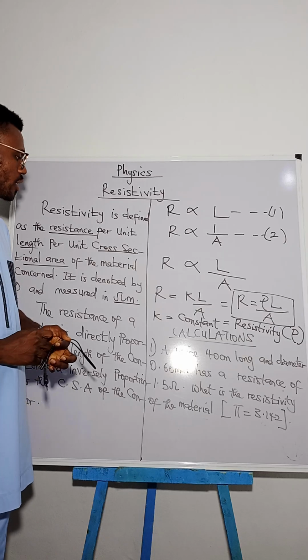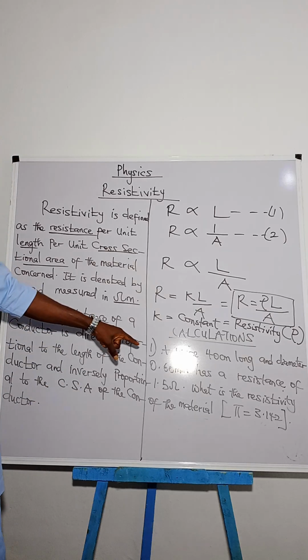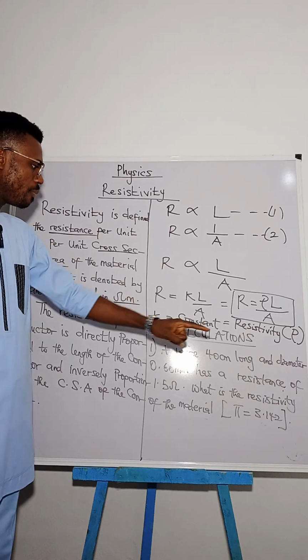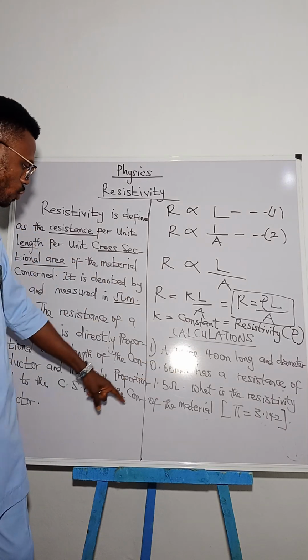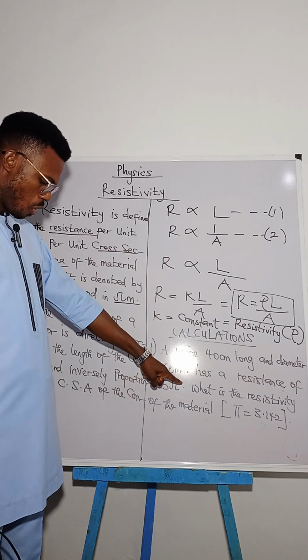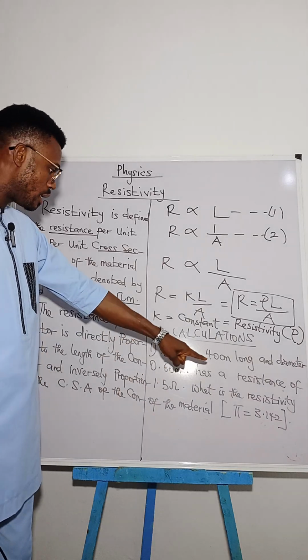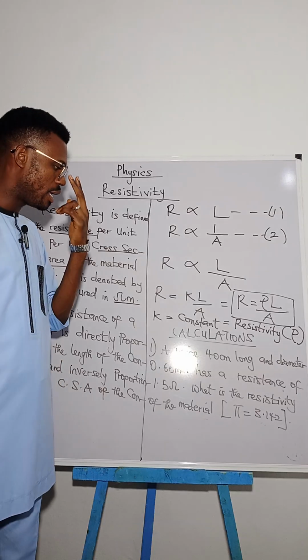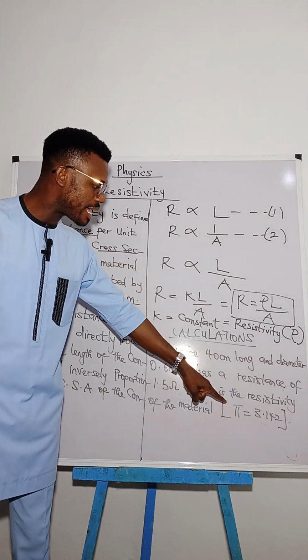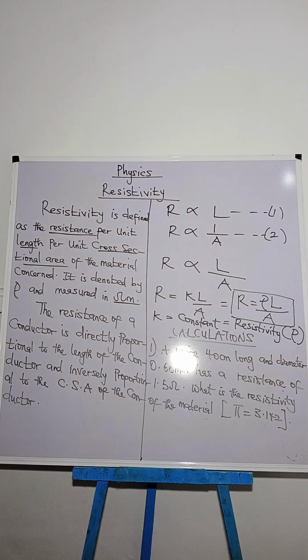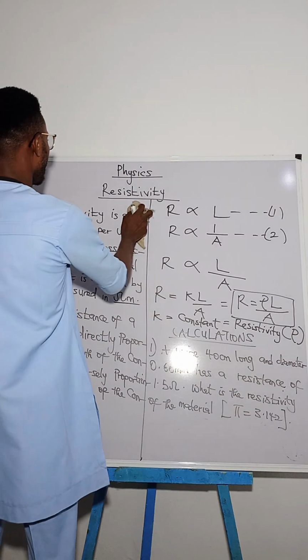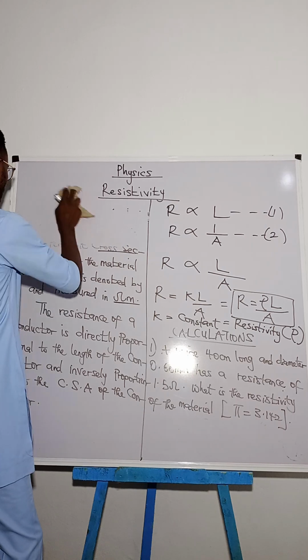All right. Now let's look at this question, what we want to solve here. It says a wire 40 cm long and diameter 0.60 millimeter has a resistance of 1.5 ohm. What is the resistivity of the material? We are told to take pi as 3.142. Now let's quickly solve this.